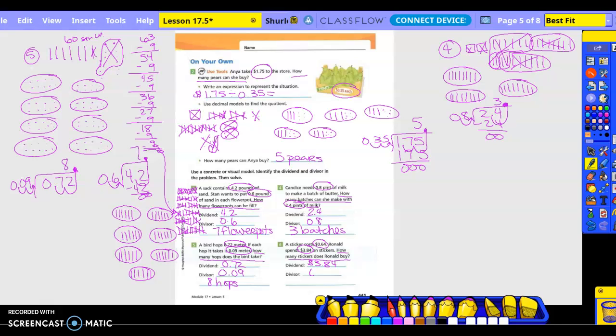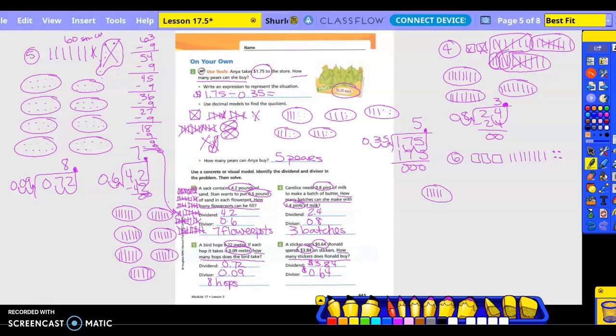$3.84, and our divisor is 64 cents. So number 6 over here, how many flats do I draw? 3 flats. How many longs? 8. How many small cubes? 4. Okay, so I can draw a circle, and what needs to go in each circle? 6.